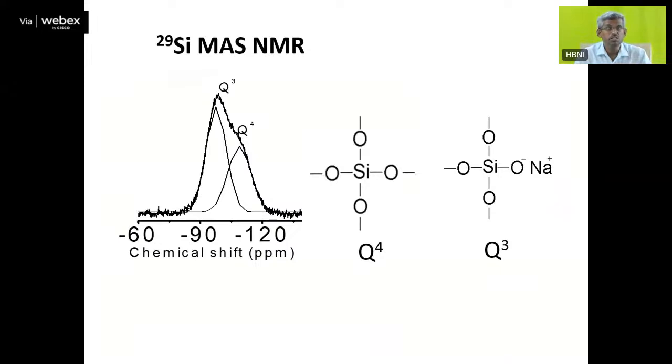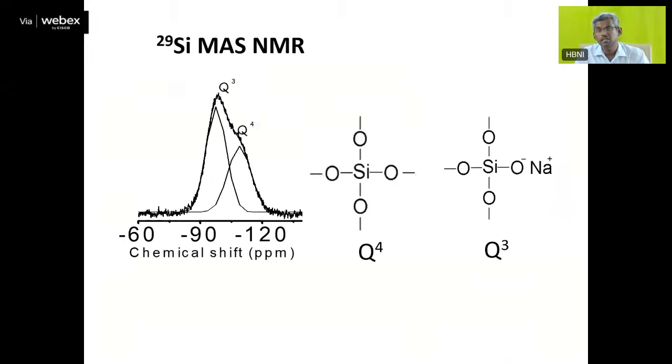But if a bridging oxygen atom gets converted to a non-bridging oxygen atom, what happens? The hybridization also changes. It is no longer sp3 hybridization. So the electron density changes in the case of silicon as well as oxygen. We will discuss this in detail in the next few slides.